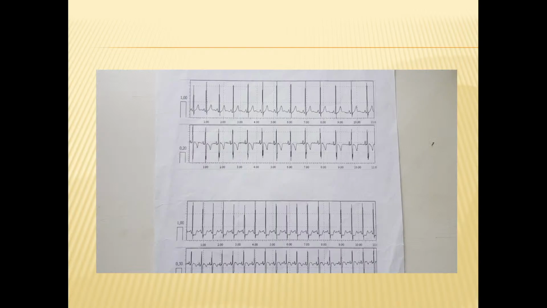Here you can see two ECGs of the same patient. Upper ECG, when the patient is at rest, heart rhythm is normal. Lower ECG shows us tachycardia, and during tachycardia, you may see obvious ST segment depression, which indicates angina in this patient.